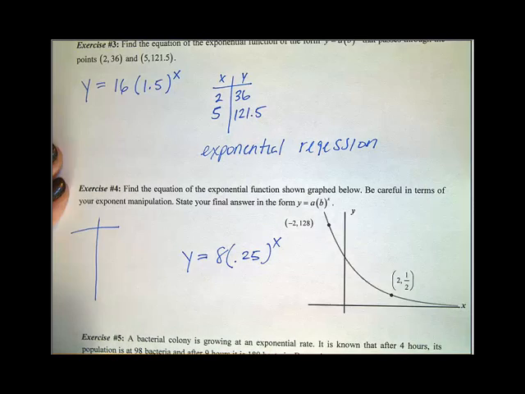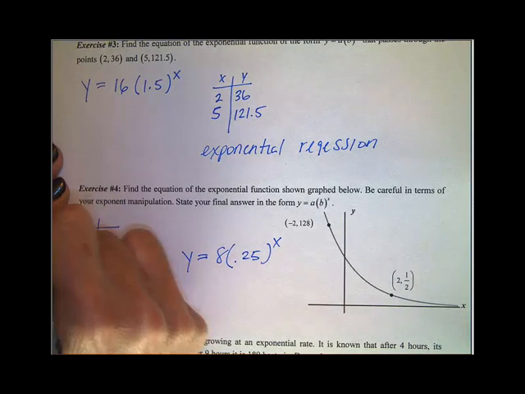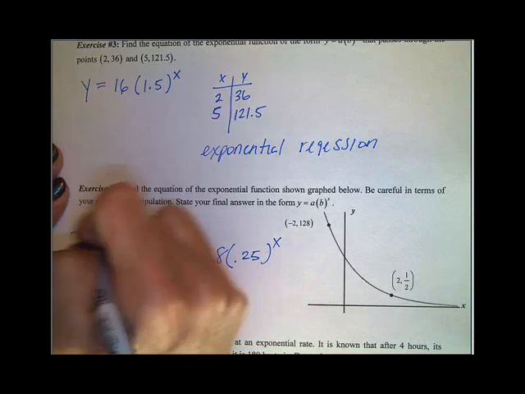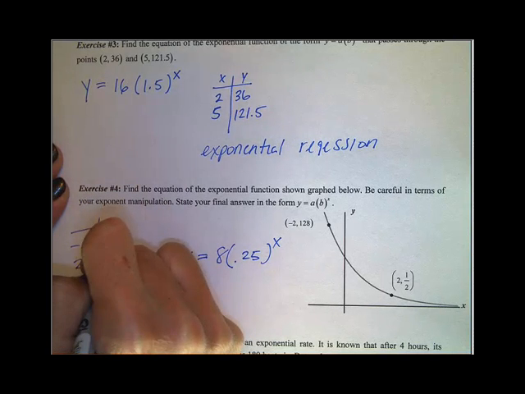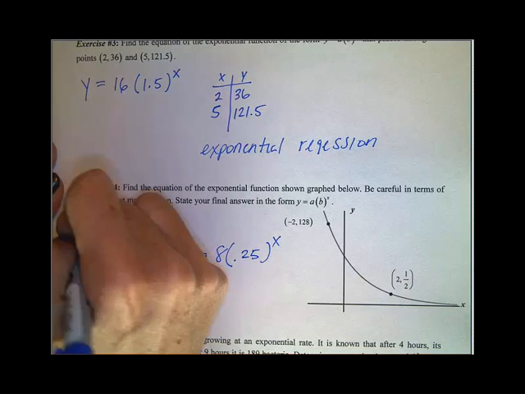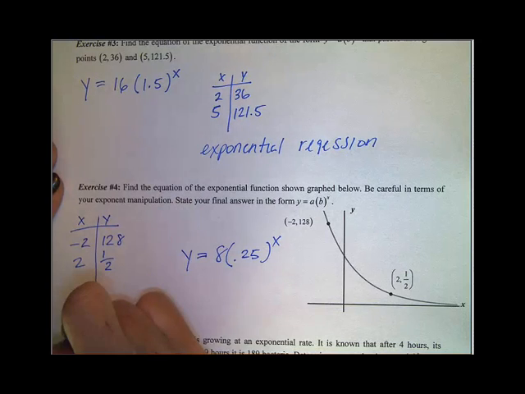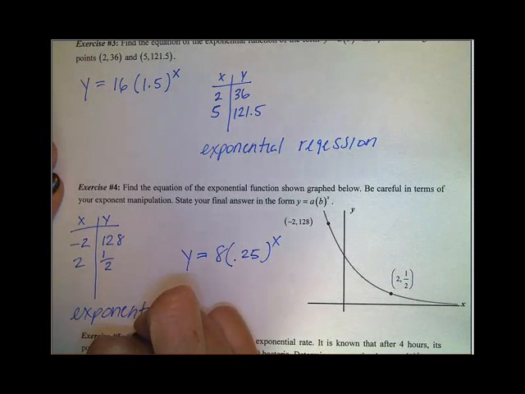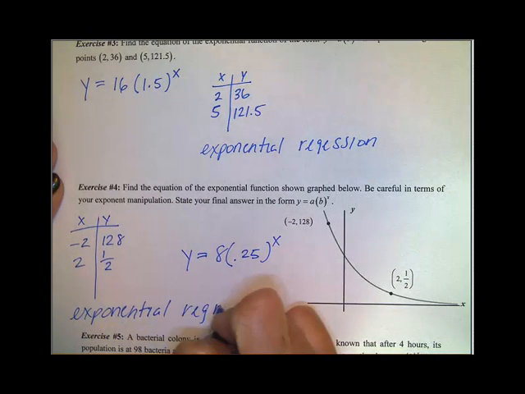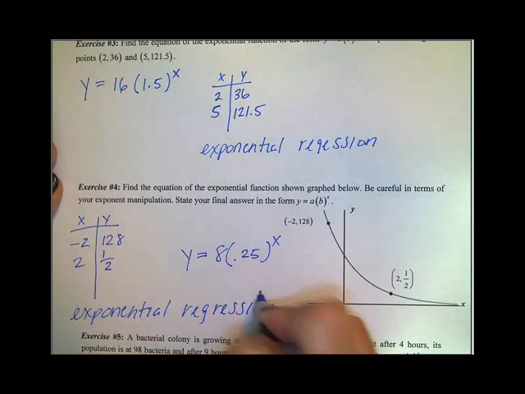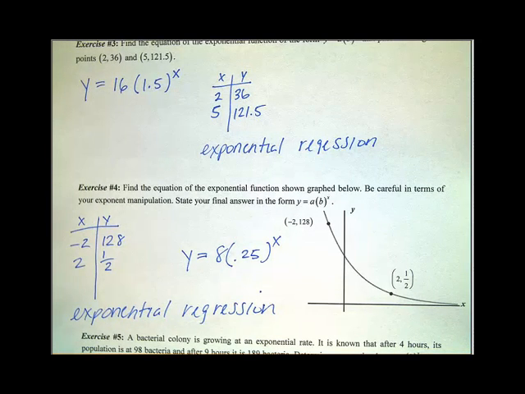What am I writing down for work? My table, which is -2 and 2, 128 and 1/2. I am writing down that I did an exponential regression. Very nice. All right, let's try a word problem.